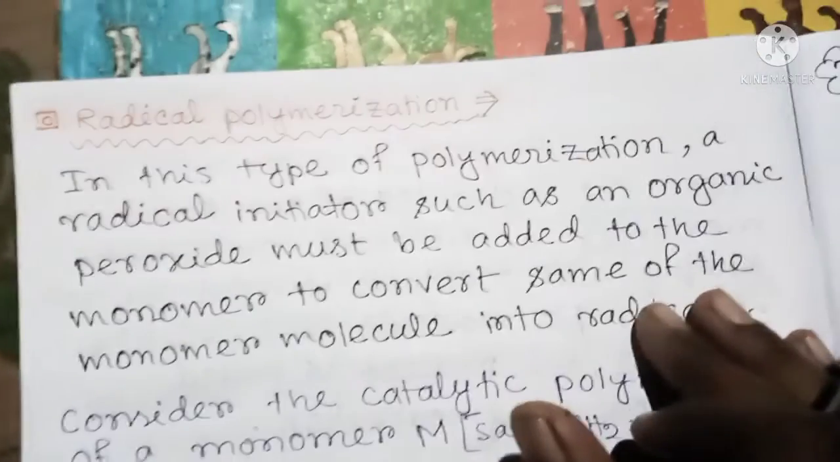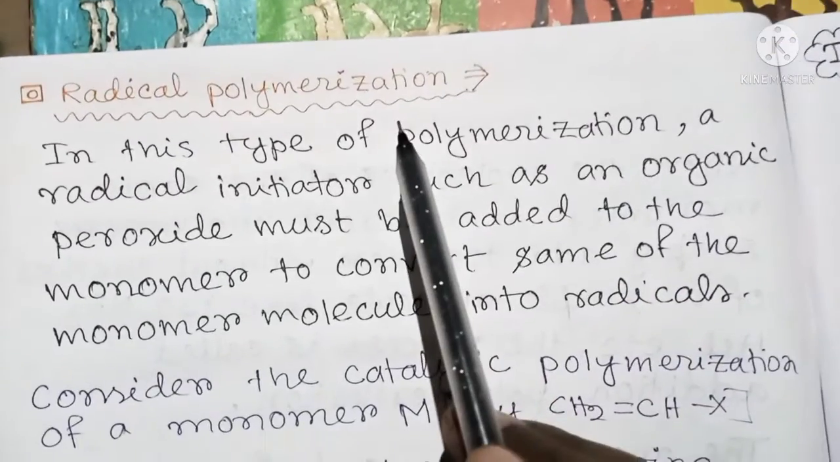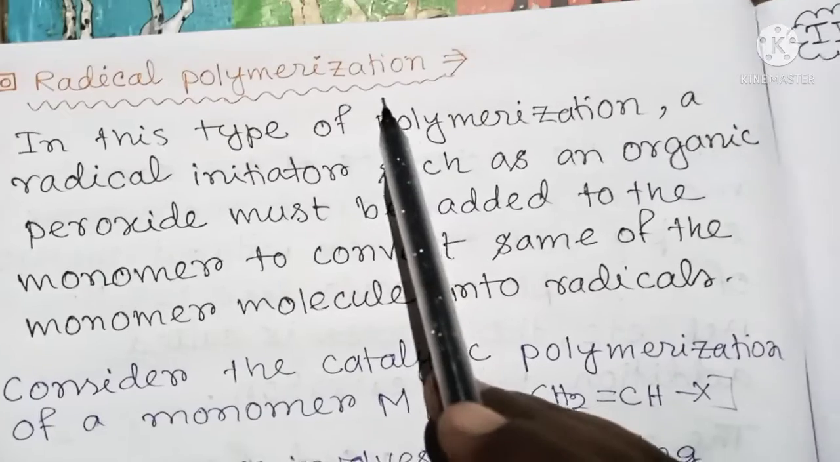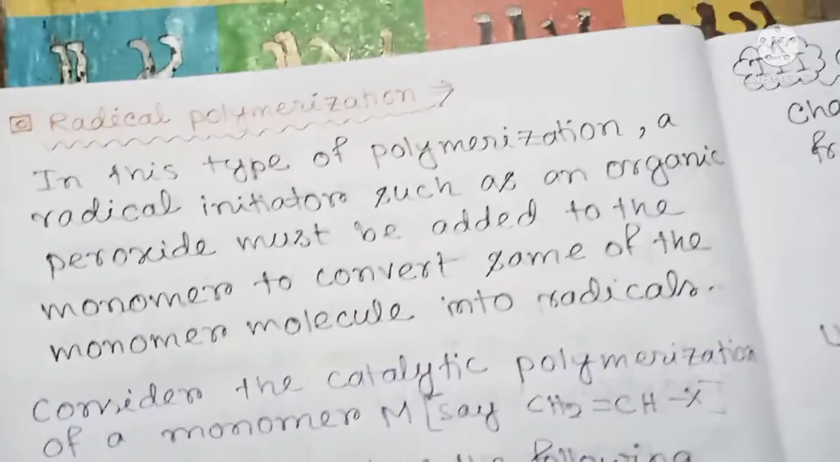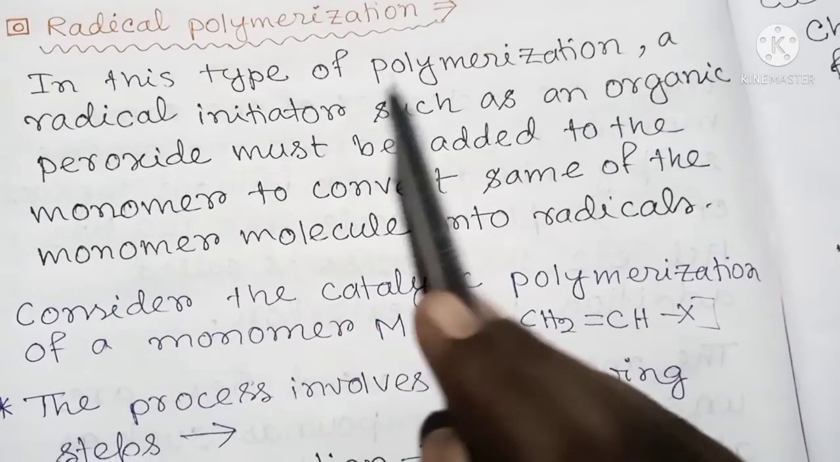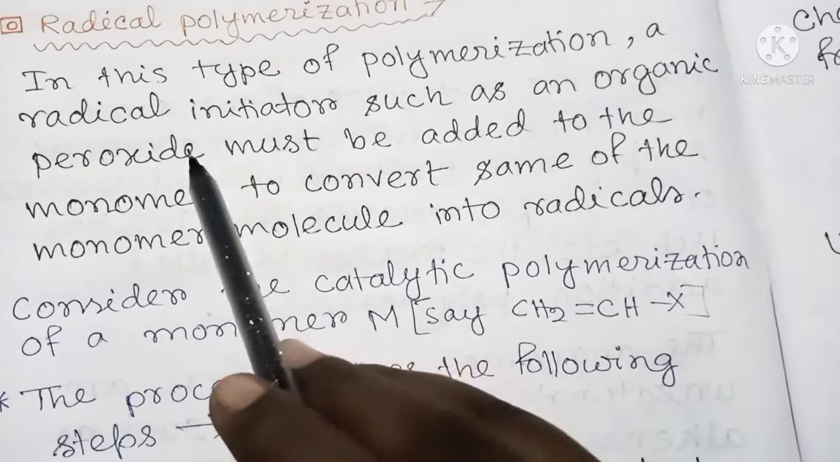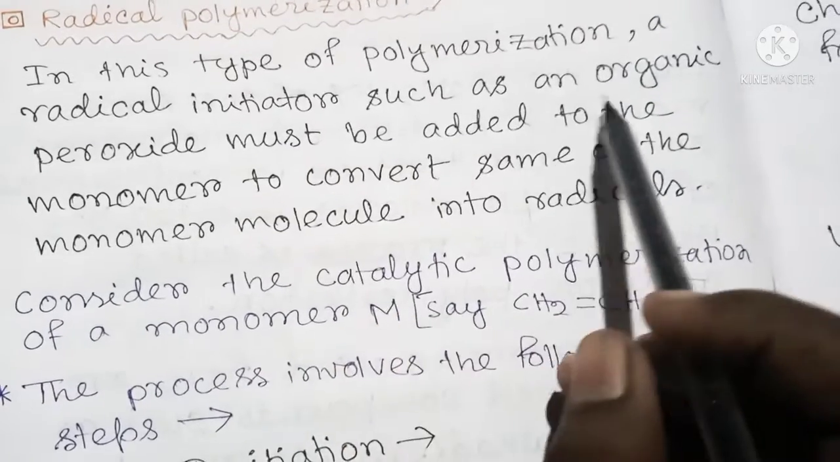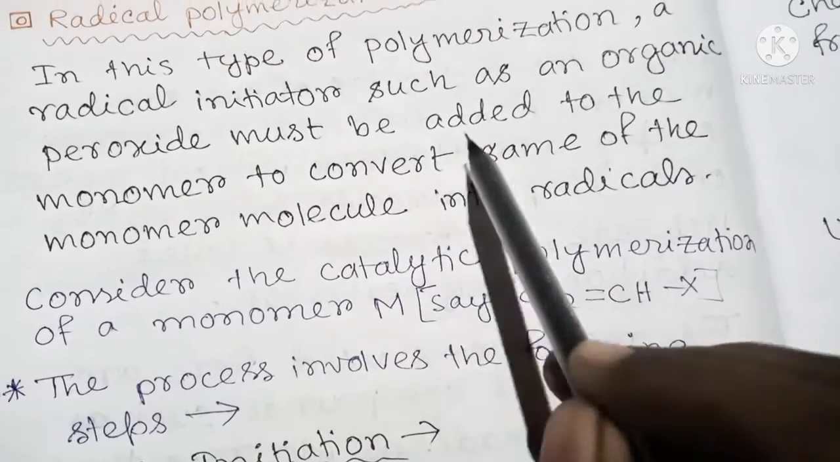Today we shall study radical polymerization. So let's see what is radical polymerization. In this type of polymerization, a radical initiator such as an organic peroxide must be added to the monomer to convert some of the monomer molecules into radicals.